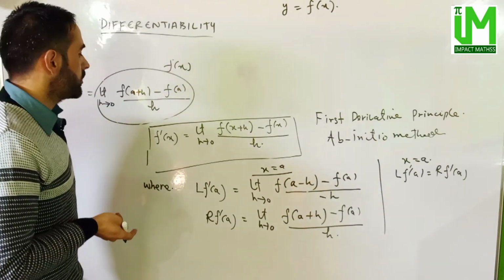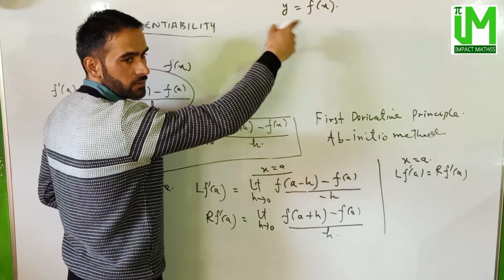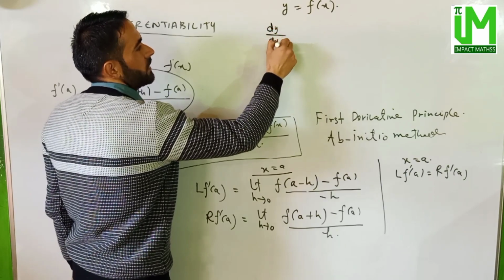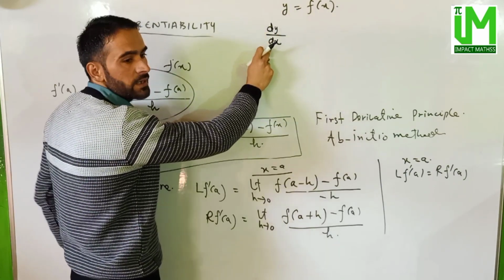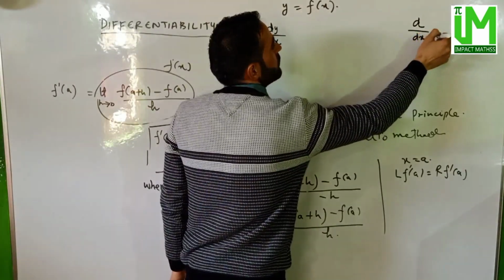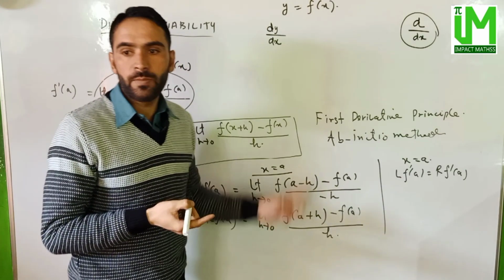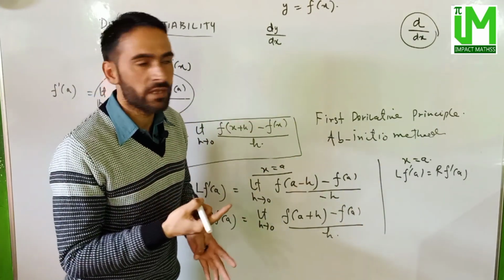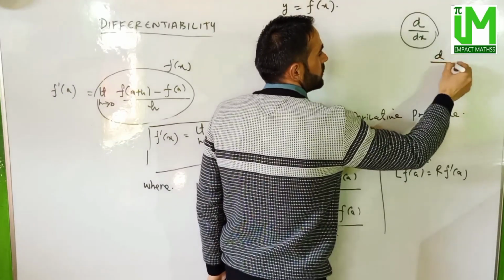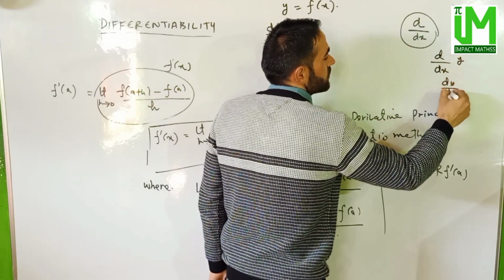Now this y is equal to f of x. If we differentiate it, the derivative of y is denoted by dy by dx. That means dy by dx is the symbol which denotes the differentiation. So d by dx is called the differential operator. If we apply the differential operator on y, we can denote this as d by dx of y, but we combine this as dy by dx.